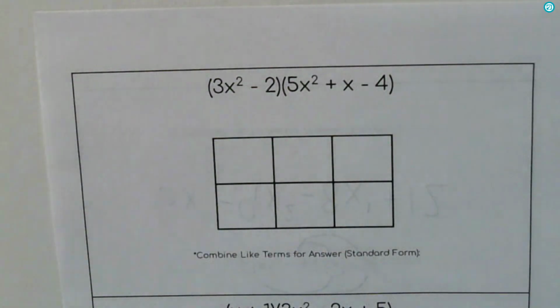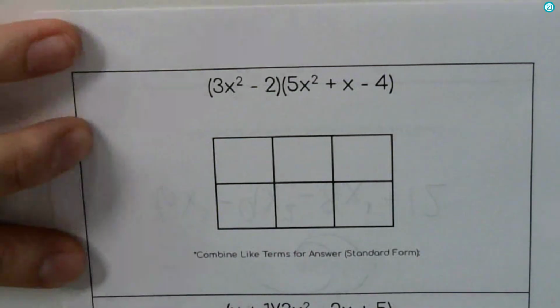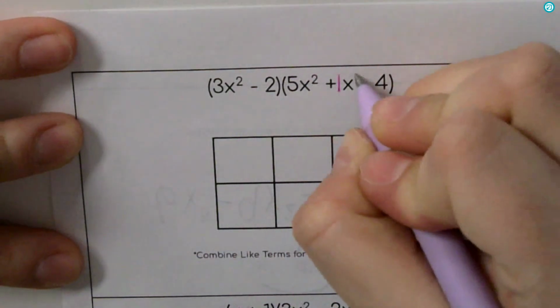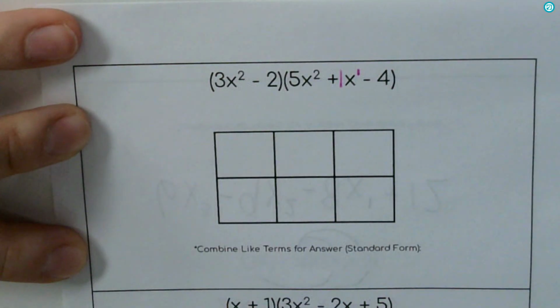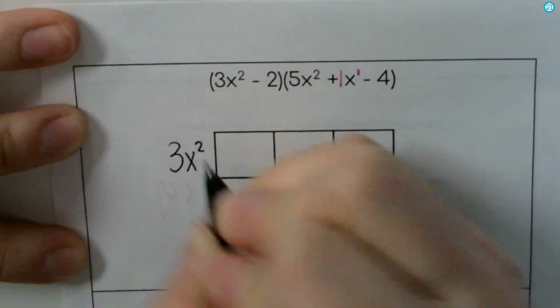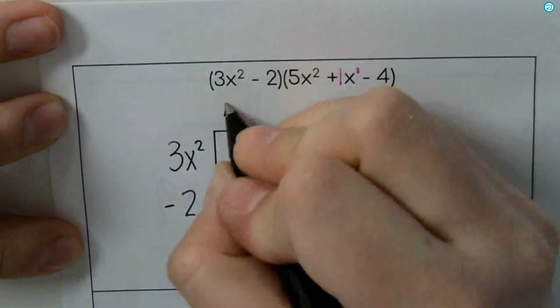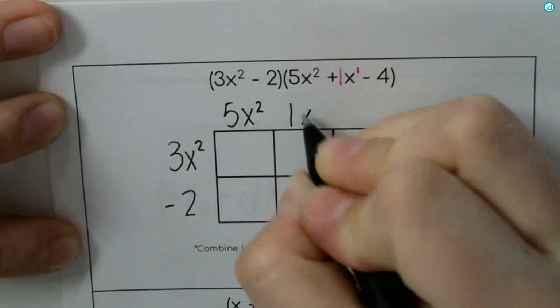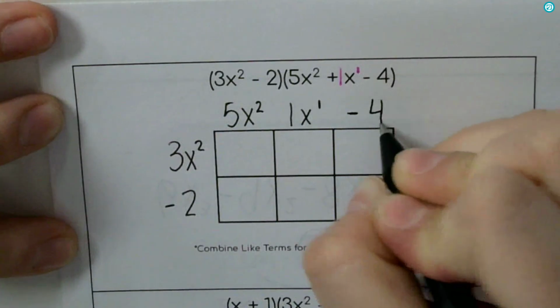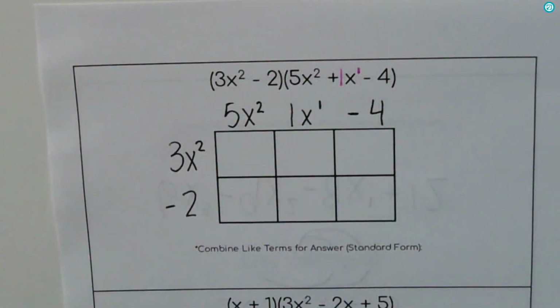First one, we're going to use the box. Second one, we're not. So add in my imaginary ones. I think it's just on this guy, 1x to the first. Okay, so for this one, I'm going to put 3x squared and negative 2 on the left. And then across the top, I'm going to put 5x squared, 1x to the first, and negative 4. And then I can start filling out my table.